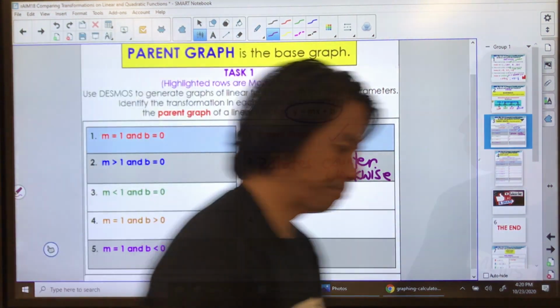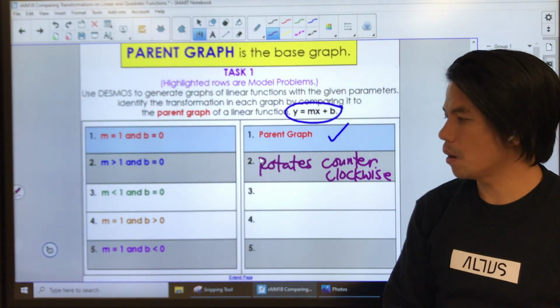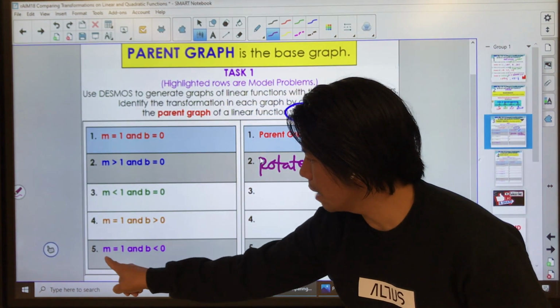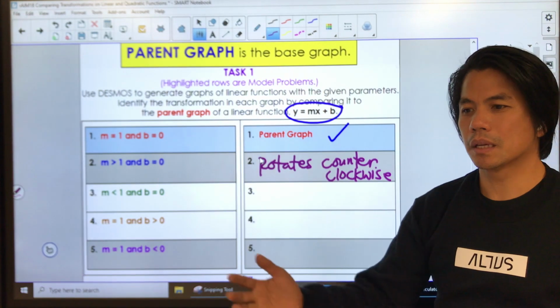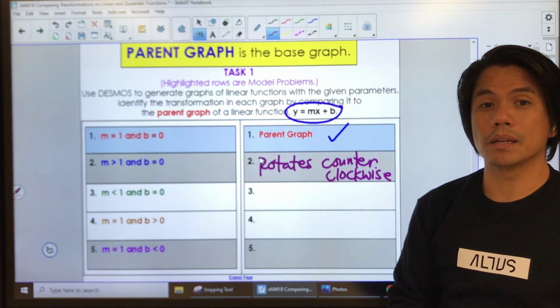Got it? Now it's your turn to practice. Go ahead and complete number 5. M is equal to 1, B is less than 0. Using DESMOS, come back once you're done to check your answer.